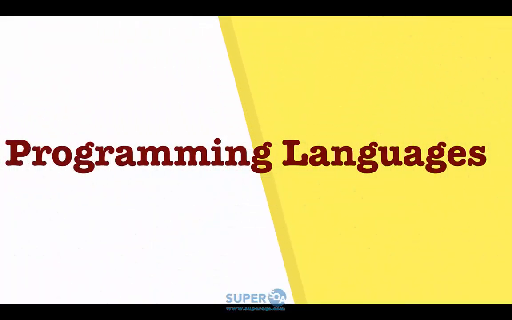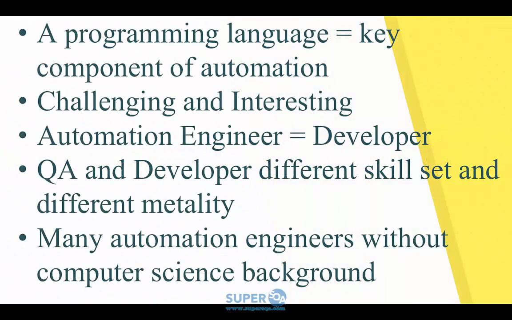Okay, a programming language is the key knowledge you need. It is the most important one as well as the most challenging one, but thankfully the most fun also. As I said before, automation is the process of writing code that executes test cases. An automation engineer is basically a developer. The core task of an automation engineer is to develop code.